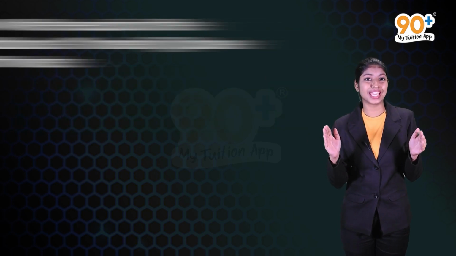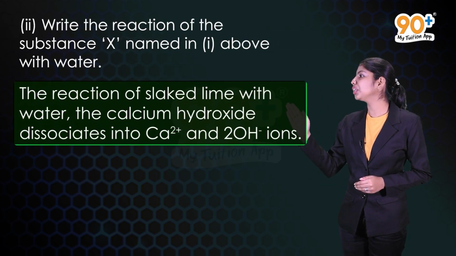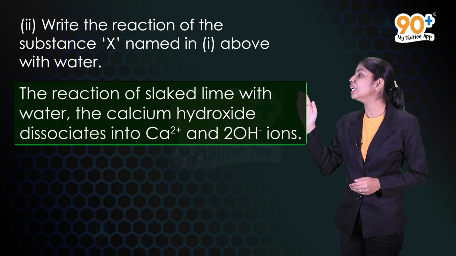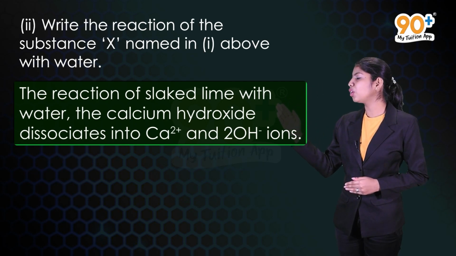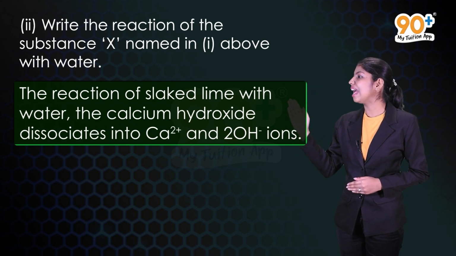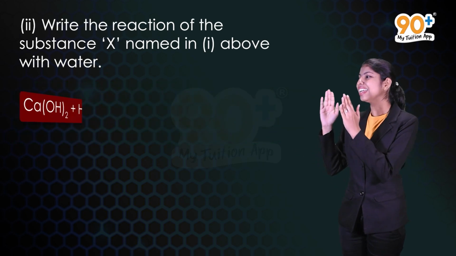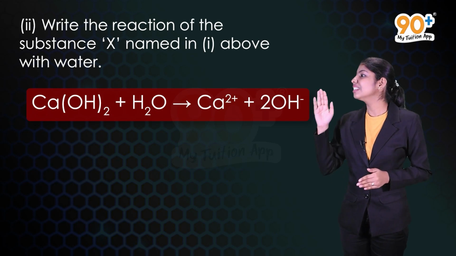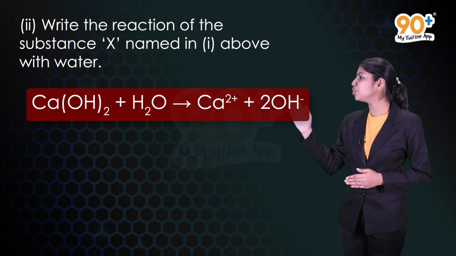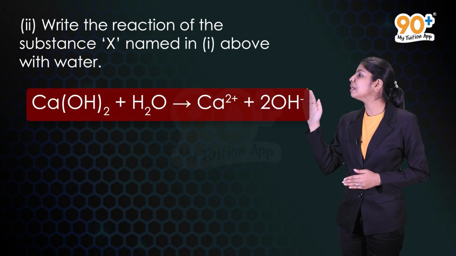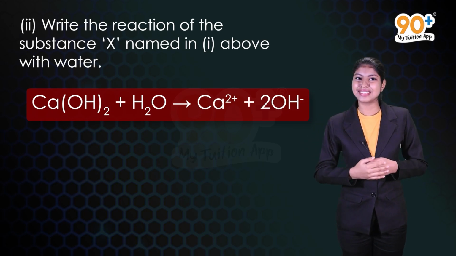And the answer for the second question is, for the reaction of slaked lime with water, we can see calcium hydroxide dissociates into calcium ions and hydroxide ions. And here is the chemical reaction, that is Ca(OH)2 plus H2O gives Ca2+ plus 2OH-.